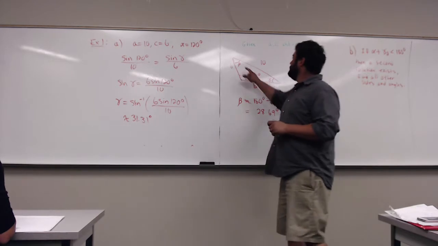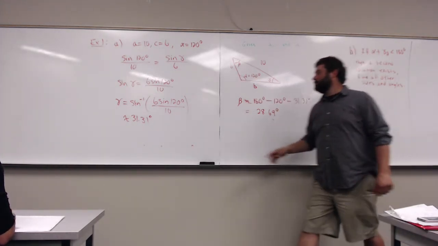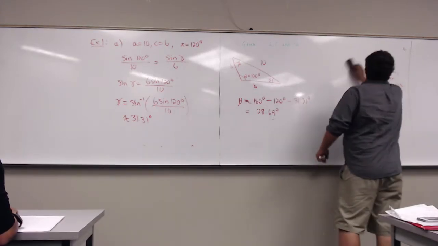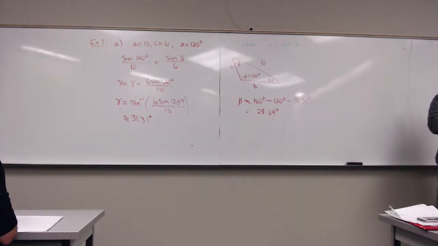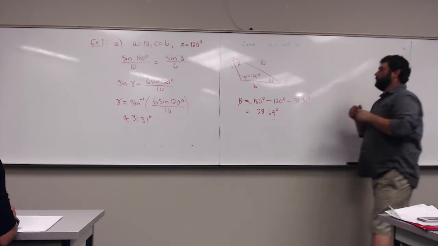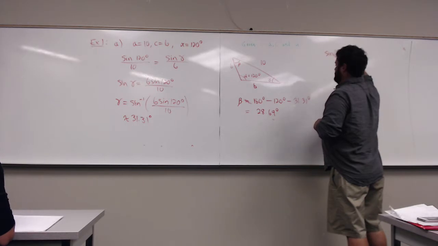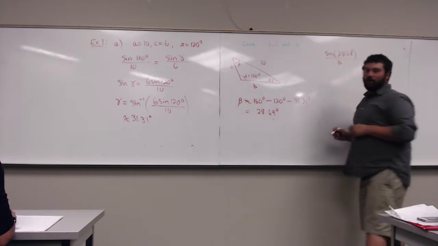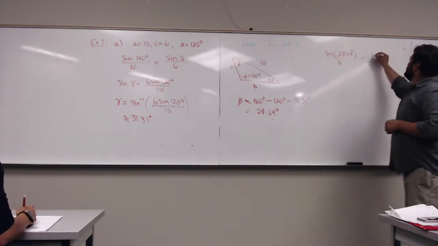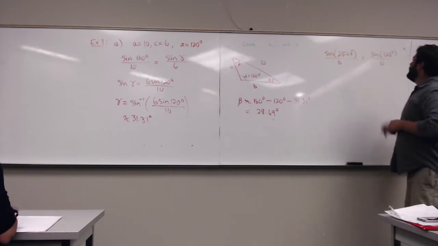So I have beta. I got all 3 of my angles. The only thing left is just finding that side length B. So what am I going to do to find side B now? You did sine of the angle beta, sine 28.69 degrees over B. That's the side we're trying to find. And you set it equal to sine 120 degrees over the side length A, which is 10.